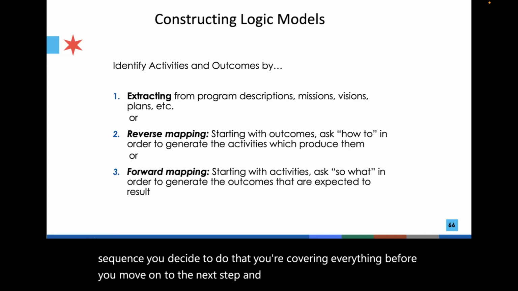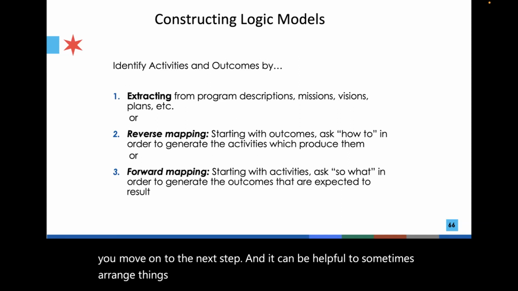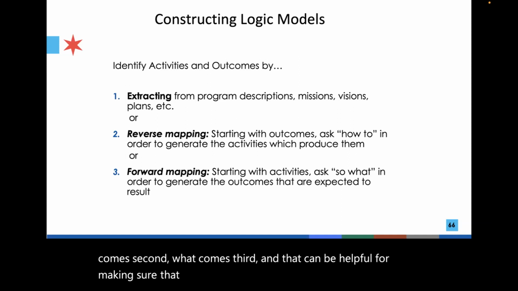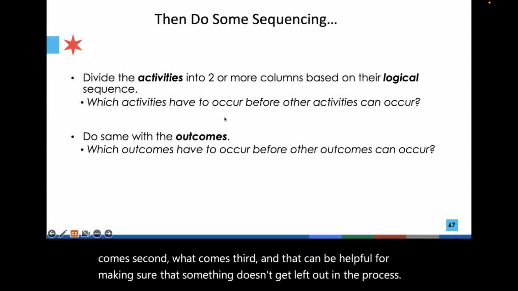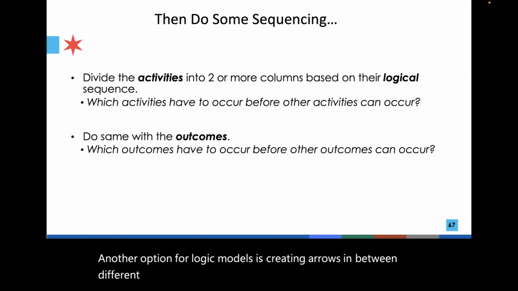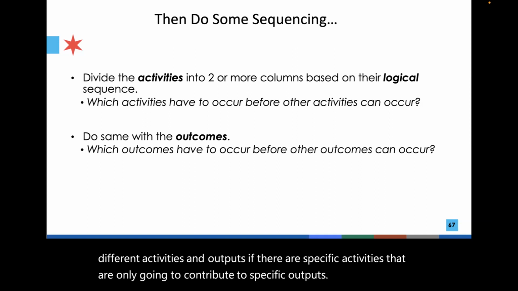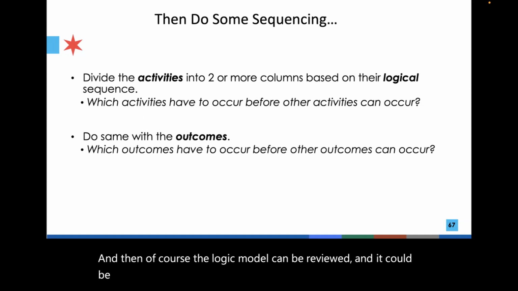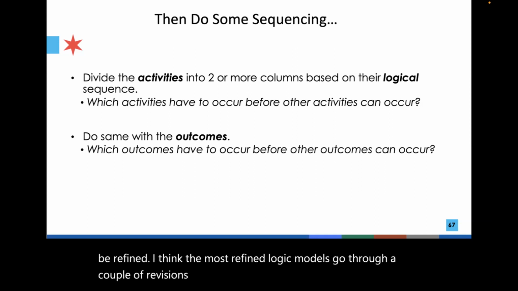And it can be helpful to sometimes arrange things in a time sequence. So what comes first, what comes second, what comes third, and that can be helpful for making sure that something doesn't get left out in the process. Another option for logic models is creating arrows in between different activities and outputs if there are specific activities that are only going to contribute to specific outputs. And then of course, the logic model can be reviewed and it can be refined.